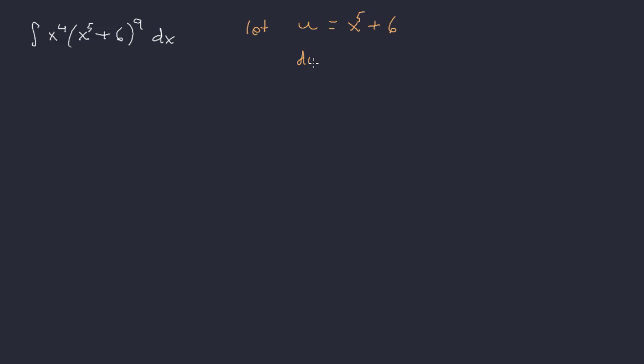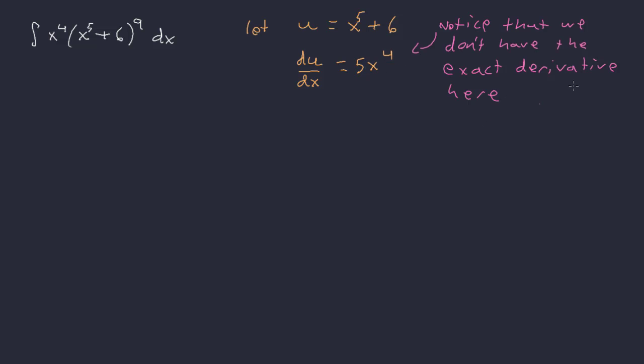All right, then du over dx, the derivative of this, will be 5x to the 4th. So something to note here is that we don't have the exact derivative in our integral. We have something close. We're off by about 5. But that's okay. Let me show you what you do in cases like this.